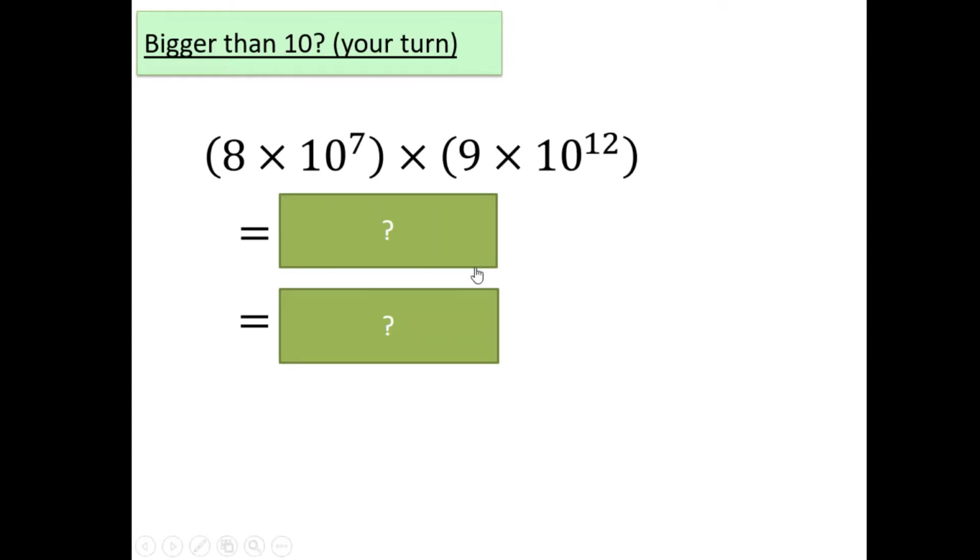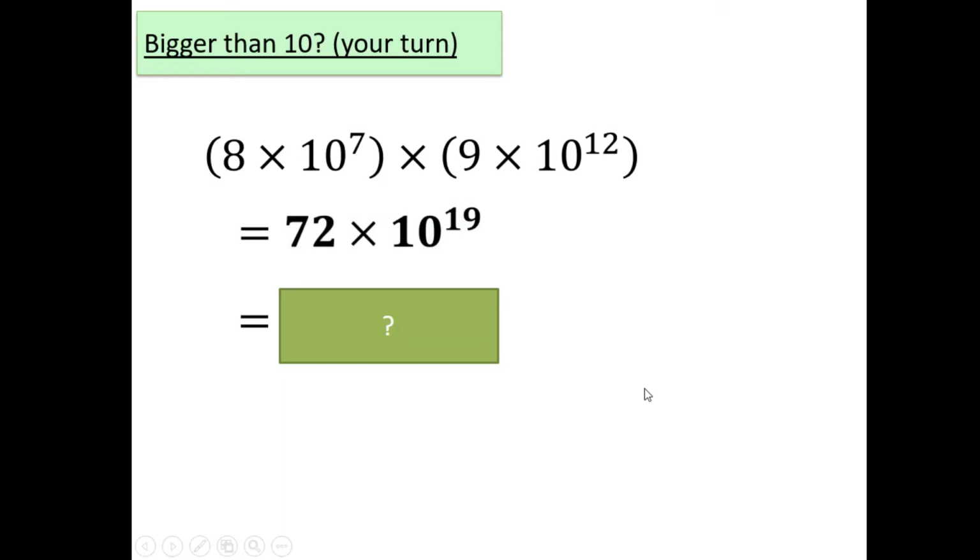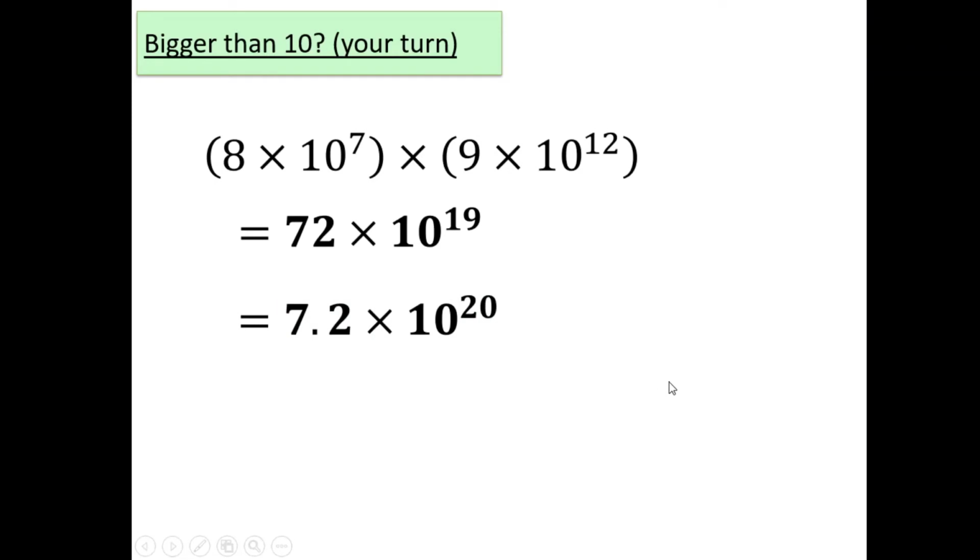Okay, so the answer then. You get 72 times 10 to the power of 19. And then what you need to do is identify that that's bigger than 10. So it's not in standard form at the moment because this number is too big. And I'm going to turn that into 7.2, which means I have to add a number on to this power, giving me 7.2 times 10 to the power of 20. Well done if you got that right.